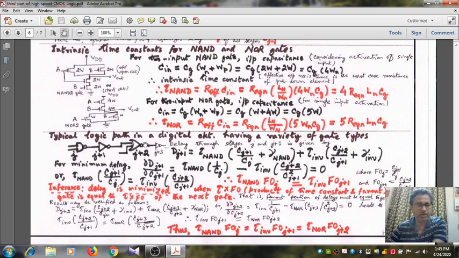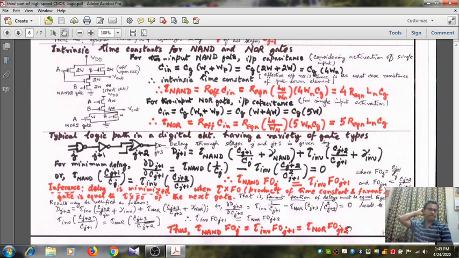That means NOR, NOR, inverter, whatever. It can be something else also: 3 input NOR, 4 input NOR, 2 input NAND, whatever. But we have to be clear that for optimal delay, for minimal delay, the fan out portion of the delay should be same in the individual stage. That means tau of NAND into FOJ. In this example, mind you, tau of NAND into FOJ equal to tau of inverter into FOJ plus 1 equal to tau of NOR into FOJ plus 2.